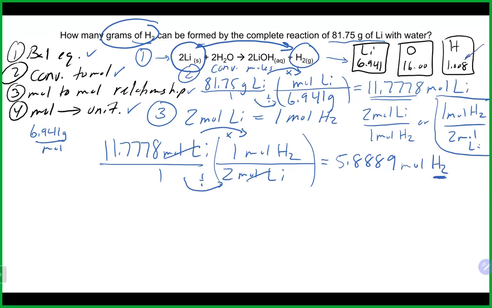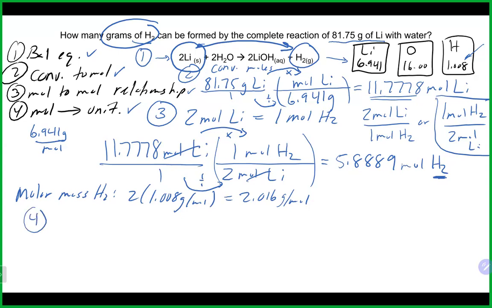Again, we could go back to our periodic table and get that. The molar mass of H2 is going to be 2 times 1.008 from the periodic table for our 2 hydrogens. 2.016 grams per mole will be our molar mass. That's going to set up our 4th and final step here. We're going to take our number from the previous step.